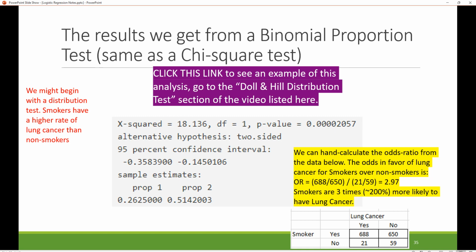The other option we could have gone with is a binomial test, and this is what the authors did. They did a binomial proportion test, or I think they did a chi-square. They both come out to the same results, and they both use a chi-square distribution to give you that significance value. We might begin with the distribution test. Smokers have a higher rate of lung cancer than non-smokers, and we can hand calculate that and see that in this result.